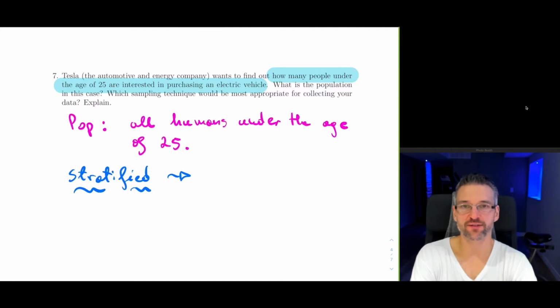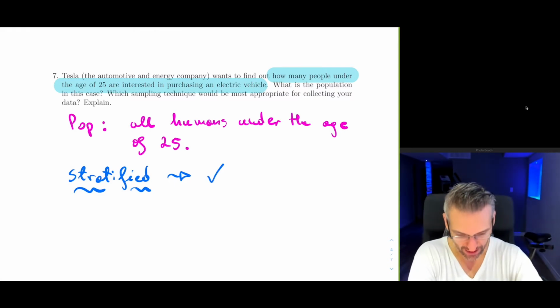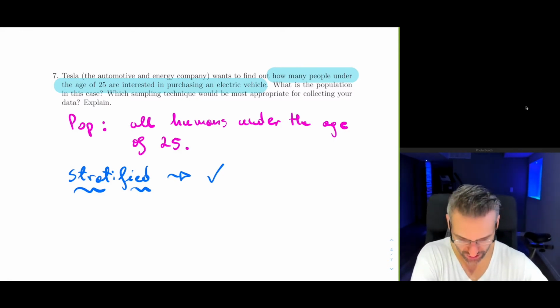So stratified, I think, would probably work best. Now, you, of course, can justify simple or systematic some way, but that would be up to you. So I would say probably stratified, and that's how I would pick it. All right, so that is question 7.